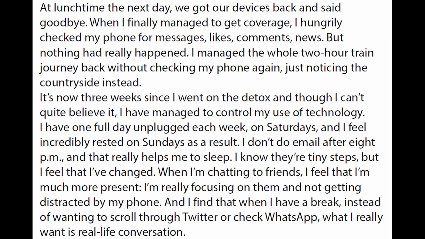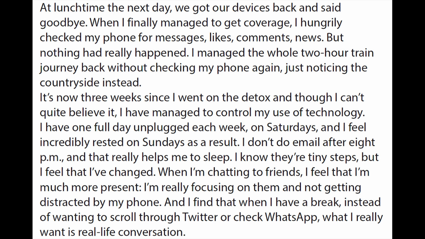When I finally managed to get coverage, I hungrily checked my phone for messages, likes, comments, news, but nothing had really happened. I managed the whole 2-hour train journey back without checking my phone again, just noticing the countryside instead. It's now 3 weeks since I went on the detox, and though I can't quite believe it, I've managed to control my use of technology.